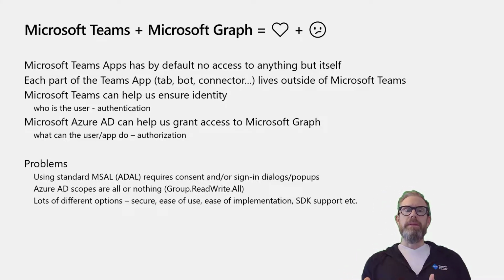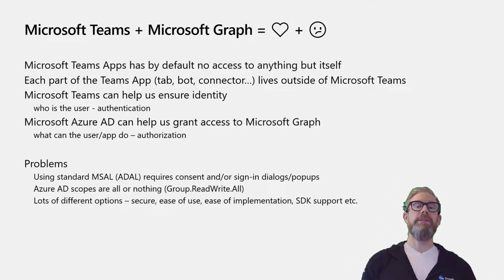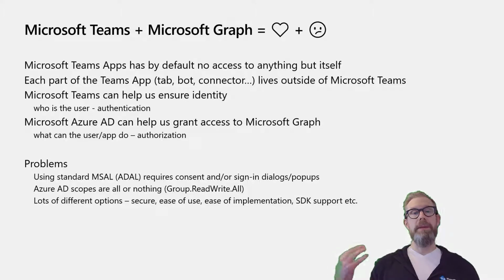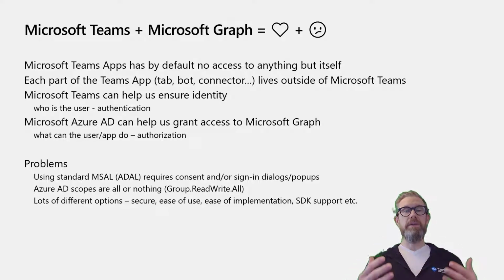The only thing Microsoft Teams by default can do is help us ensure the identity, and we do that through a configuration. So we know who the user is, and we can know that the user is authenticated when he or she accesses our application. With the help of Azure AD and some more configuration, we can allow this application to contact Microsoft Graph or any other web API for that matter, and authorize the application to act on behalf of the user for that specific team or Graph in general.